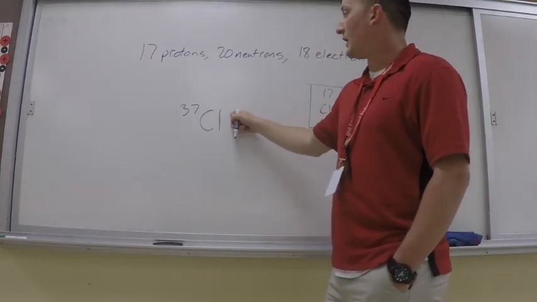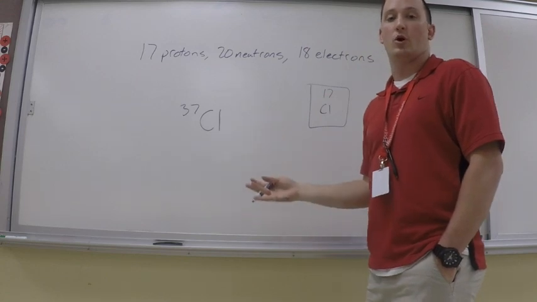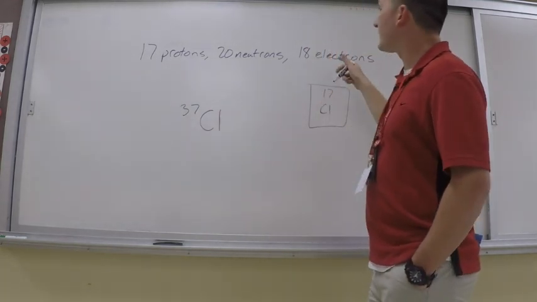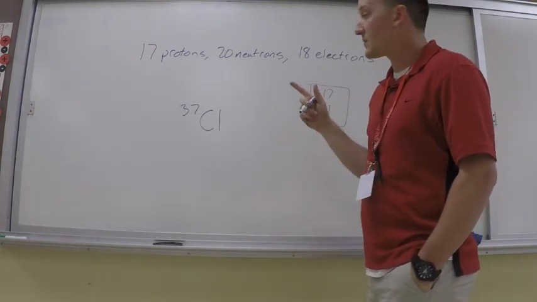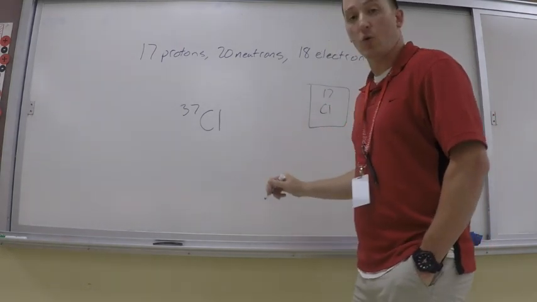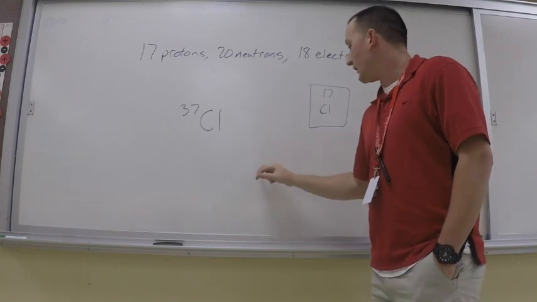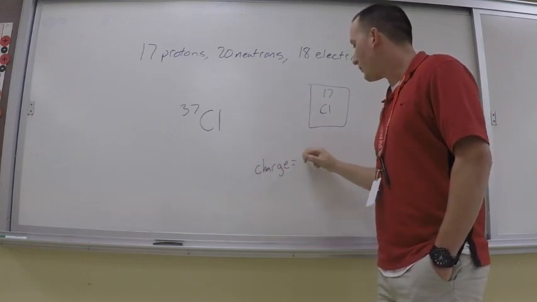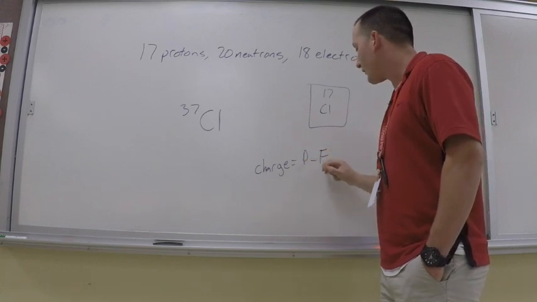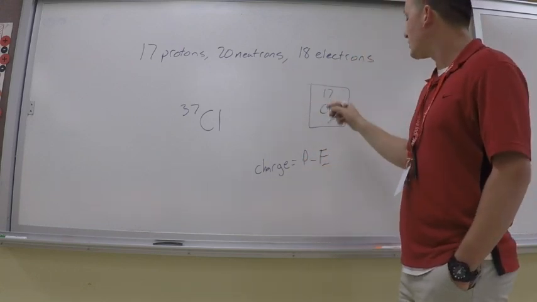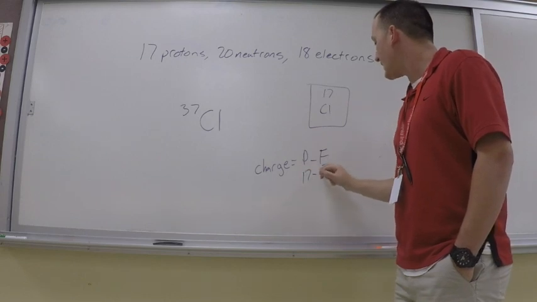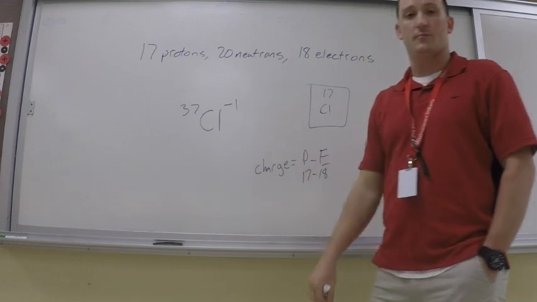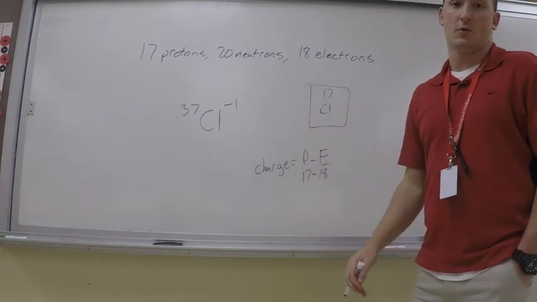Then, again, up here in the top right-hand corner is where we put our charge. Now, this one has 17 protons and 18 electrons. So, again, the equation to find charge is charge equals protons minus electrons. Well, I've got 17 protons and 18 electrons, so 17 minus 18 is -1. So that means I'd have a -1 charge here. And that would be my isotope symbol.